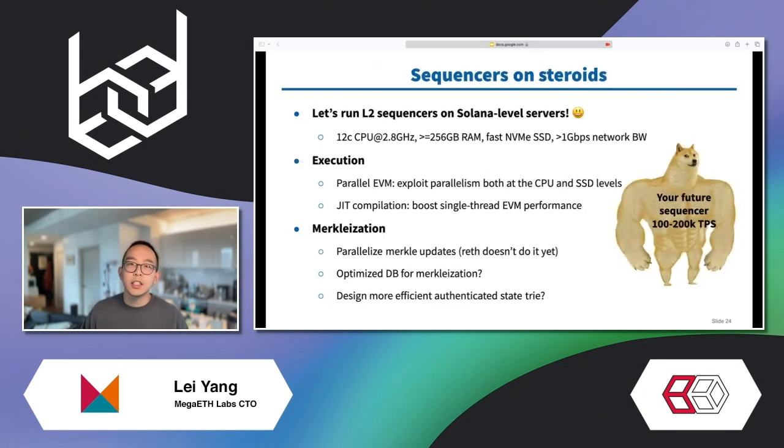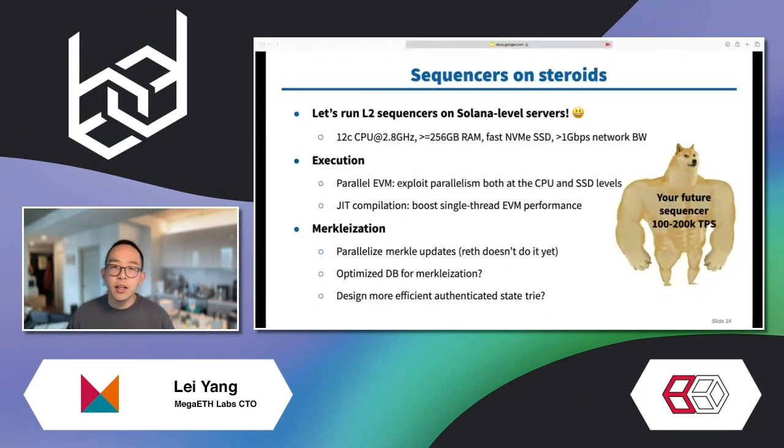We said the sequencers can be very powerful machines. So let's just run them on Solana level servers. Each server has a dozen CPU cores, at least 256 gigabytes of memory, fast SSDs, and more than 1 gigabit per second network bandwidth. And we can also apply all the software optimizations that we know. For example, to improve execution performance, we can use parallel EVM to better utilize the multiple CPU cores and I/O parallelism. We can also compile EVM bytecodes to native code to boost single-threaded performance.